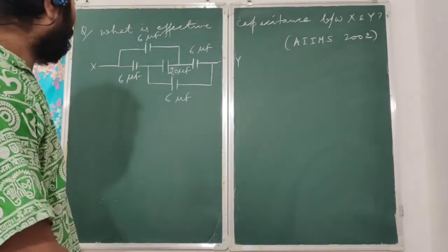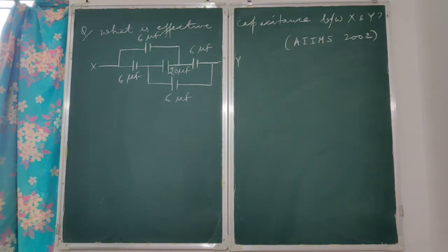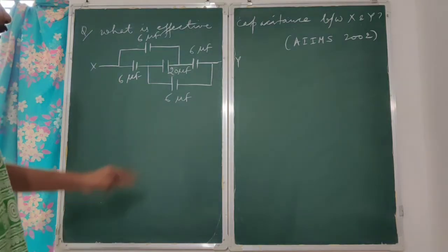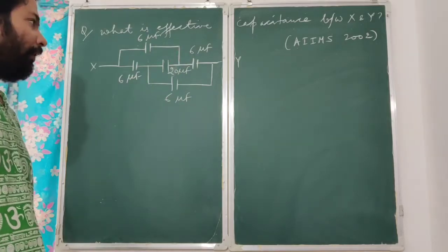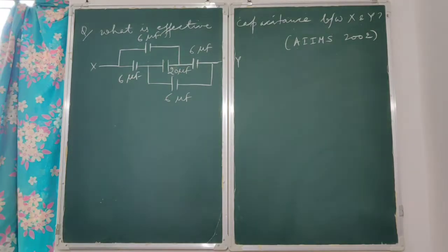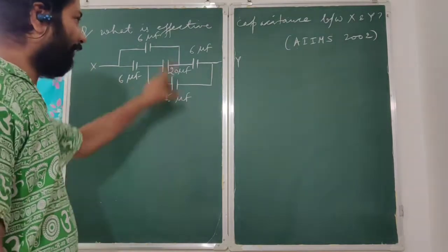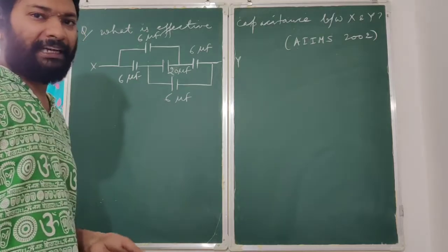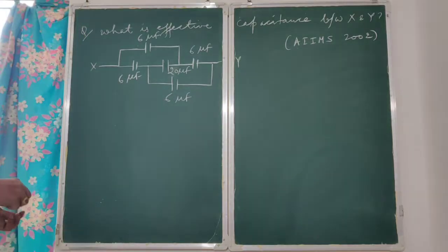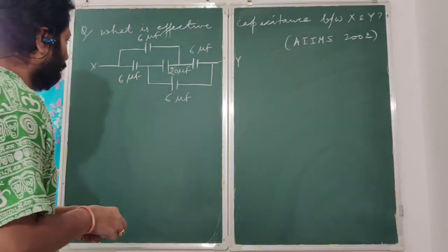Let's see this question which was asked in AIIMS 2002, important model. So you can see there is a system of 5 capacitors. Whenever you find a question where you are having a system of 5 capacitors, the first thing that should always come to your mind is whether they are forming a Wheatstone bridge kind of arrangement. So let us see that. If that is there, then your question is half solved.